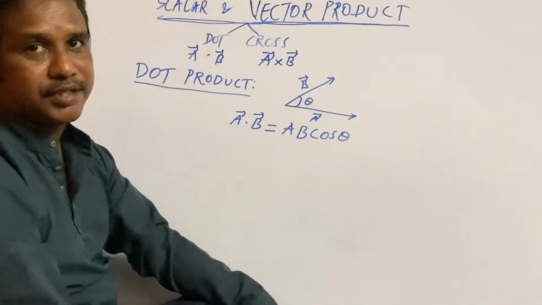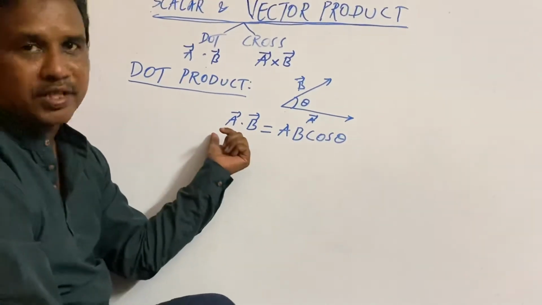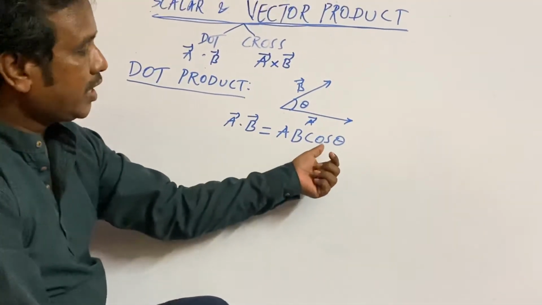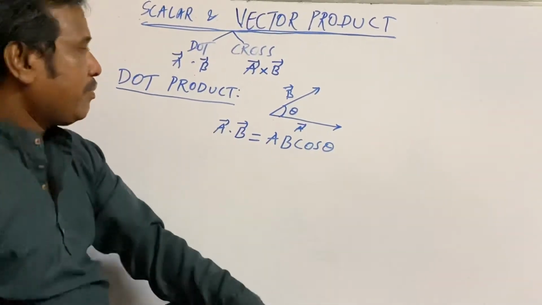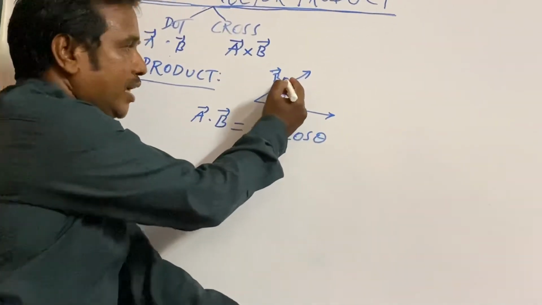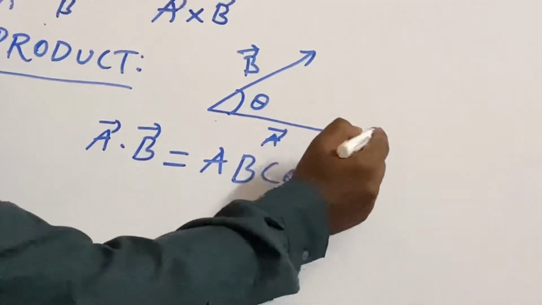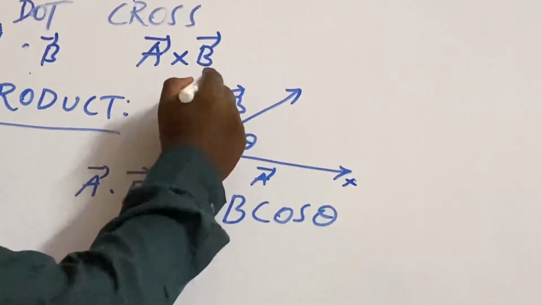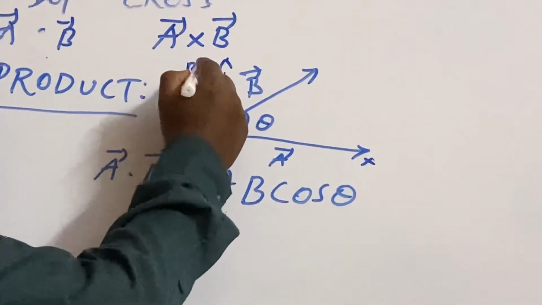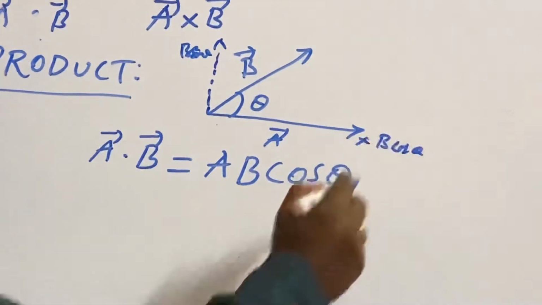Why not AB sin theta? This is a very important thing. Students are confused why we are writing AB cos theta here. Let us take B as a vector. Resolve the vector into x component and y component. So when you are resolving, it will be B sin theta and B cos theta.